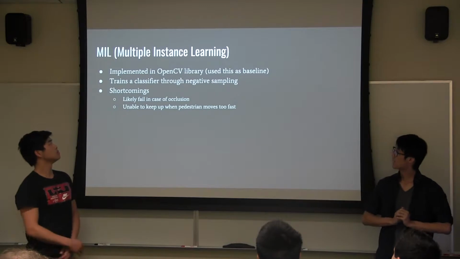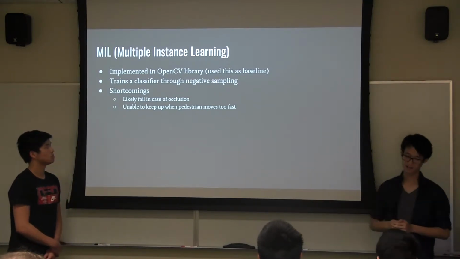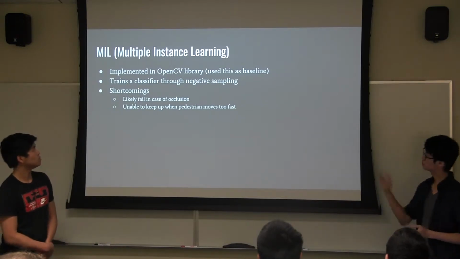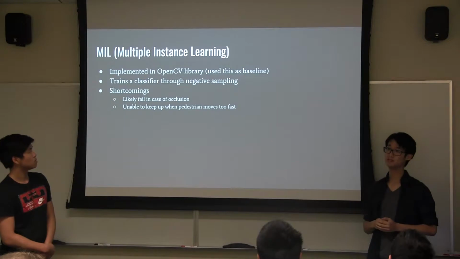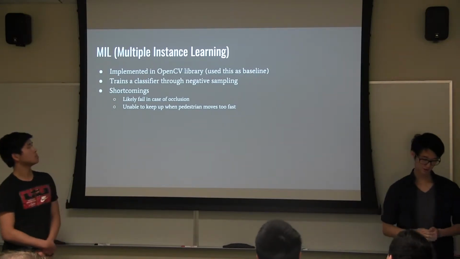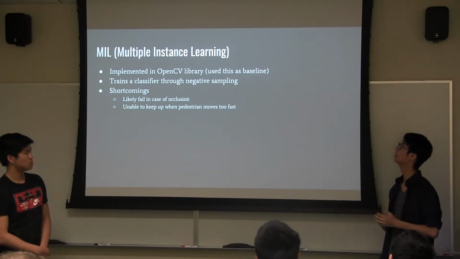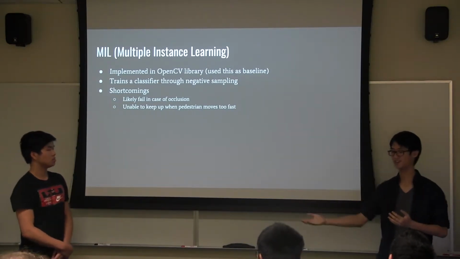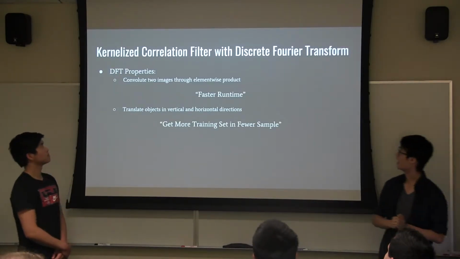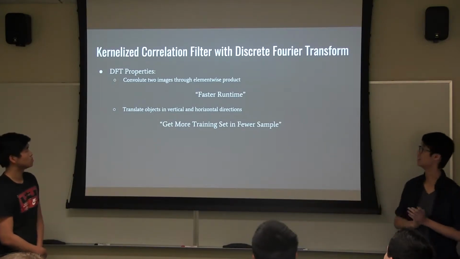Next algorithm is MIL. The basic idea is to use a classifier and negative samplings. We use the algorithm from the OpenCV library as a baseline. And the drawback of this algorithm that we found is when the occlusion occurs, the positive part will be labeled as another pedestrian, which makes it very difficult to track. The main algorithm that we use in this project is KCF with the DFT.